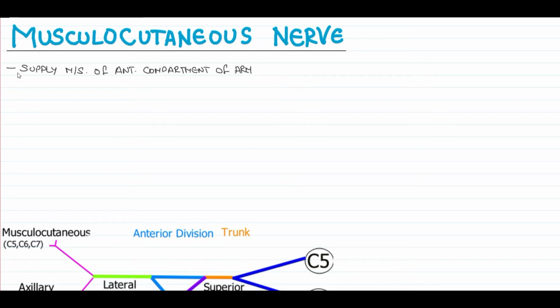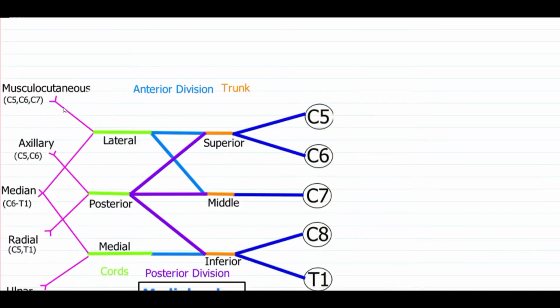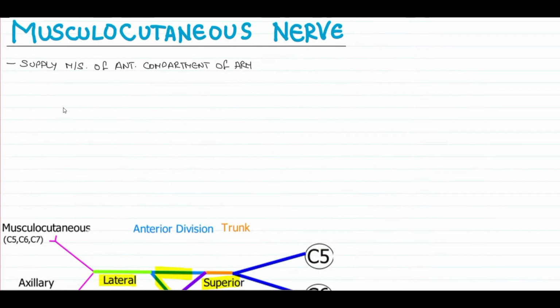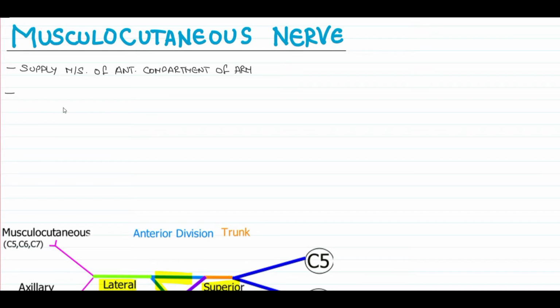Since it originates from the lateral cord, we know that the lateral cord is formed from the anterior divisions of the superior and the middle trunk. As we can see in the diagram, the anterior division of the superior trunk and the anterior division of the middle trunk form the lateral cord. So the root value of musculocutaneous nerve is C5, C6 and C7.